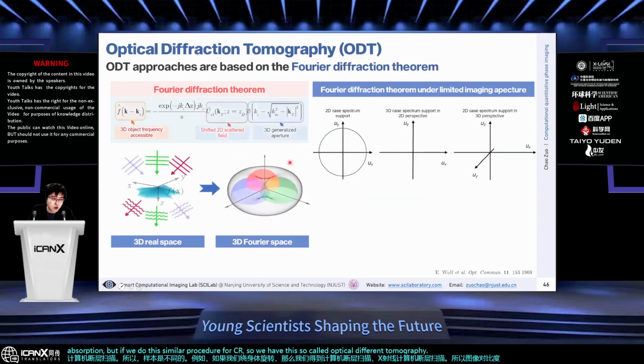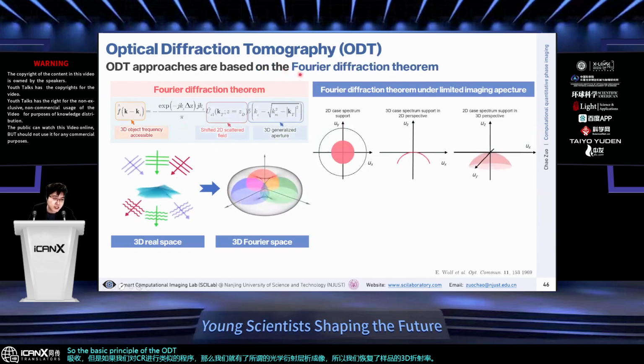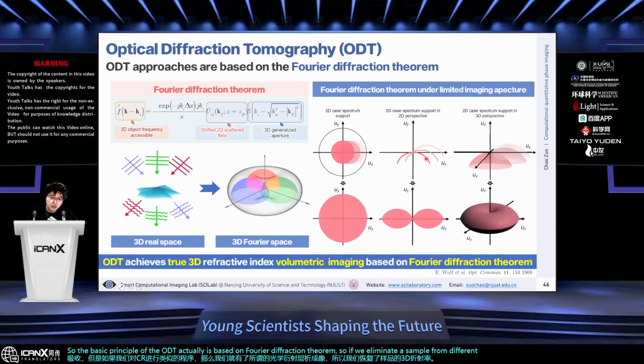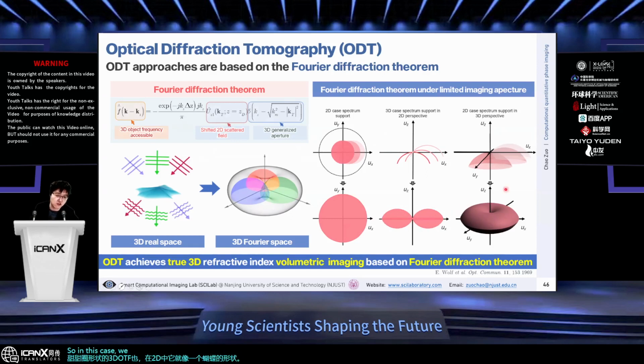The basic principle of ODT is based on the Fourier diffraction theorem. If we illuminate the sample from different angles, we can recover a certain semi-sphere in Fourier space. If we illuminate the sample from all possible directions with the same setup, we get this donut-shaped 3D OTF. In 2D, it's like a butterfly shape. So we recover a certain region in Fourier space, and we get some tomographic imaging capability.